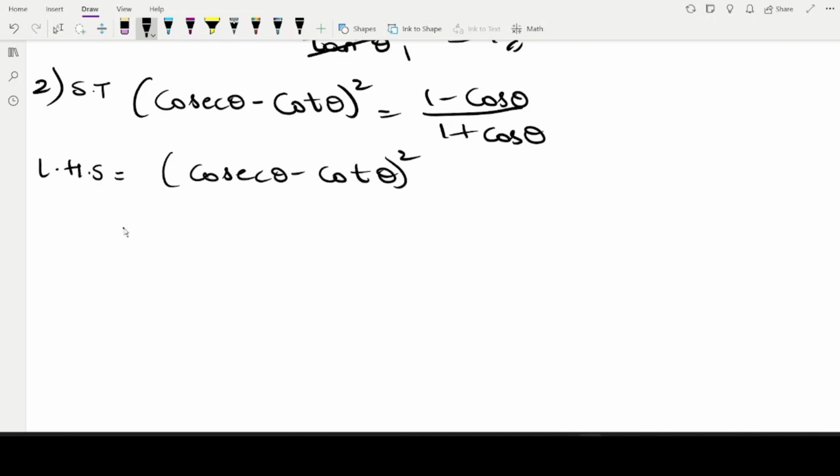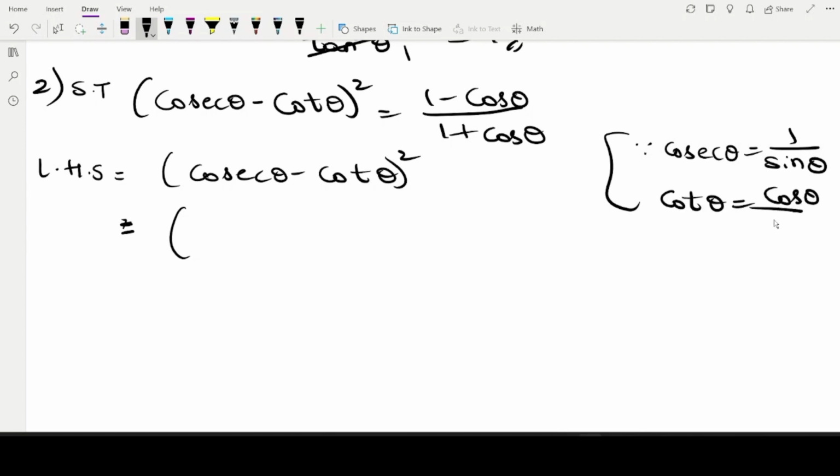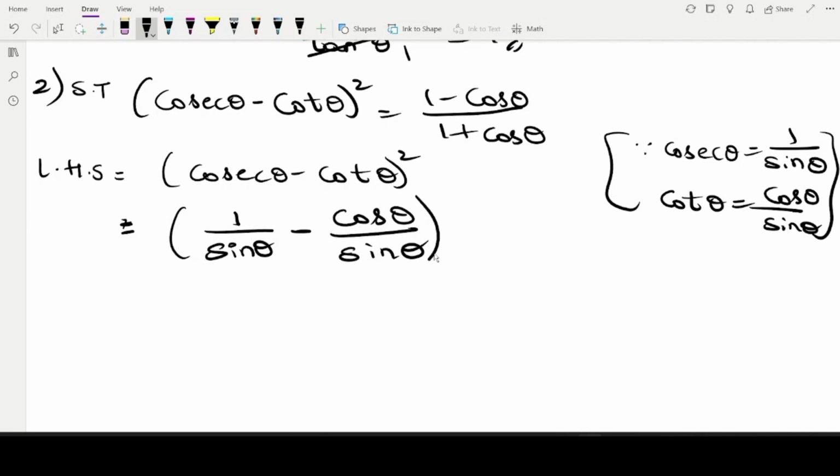So now let me write them in the different way. We know that cosecant theta equal to 1 by sin theta and cot theta equals to cos theta divided by sin theta. Now we can write cosecant theta as 1 by sin theta minus what is cot theta? Cos theta divided by sin theta whole square. So here the denominator is same. So it is sin theta. At the top you can write it as 1 minus cos theta whole square.